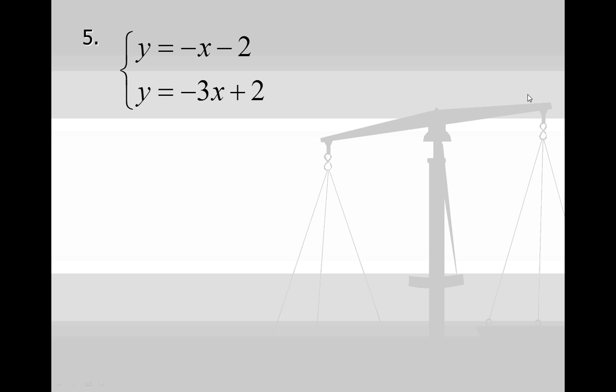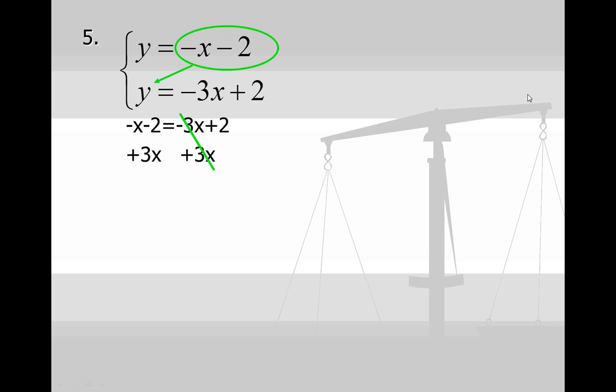Here's another one. Can you pause this video and come back and see if you did it correctly? Well, we're going to take what y equals up there and I'm going to substitute it in for y. So I just did that. So now I have -x - 2 = -3x + 2.